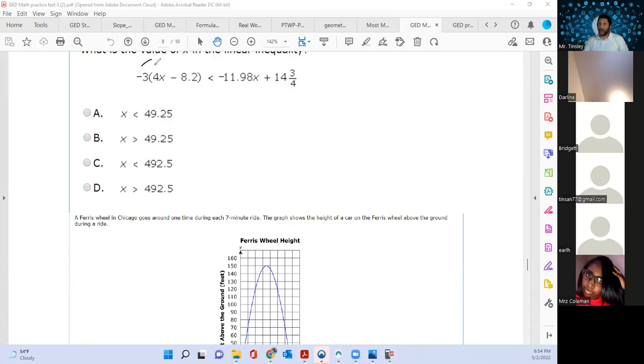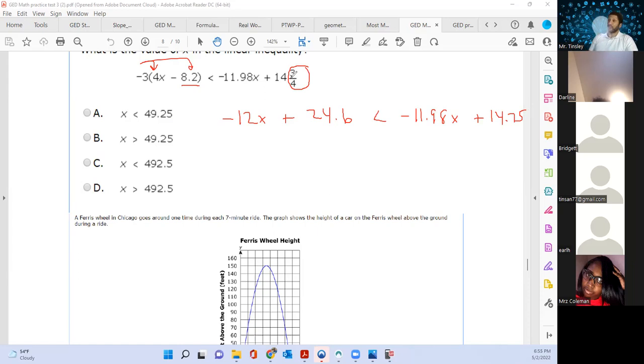Okay, first of all, it's distributive property. And let me change back to gray. I mean, this is a 5-minute problem, but I'm gonna do it fairly quickly. Distributive property. So I get -12x plus 24.6. Again, two negatives make a positive. Less than -11.98x plus 14.75. If you notice, I changed this to the decimal equivalent, because I have decimals over here and I want the same thing. So I'm gonna change that to a decimal. If you don't know 3/4 is 0.75, type it in your calculator. 3 divided by 4 is 0.75.